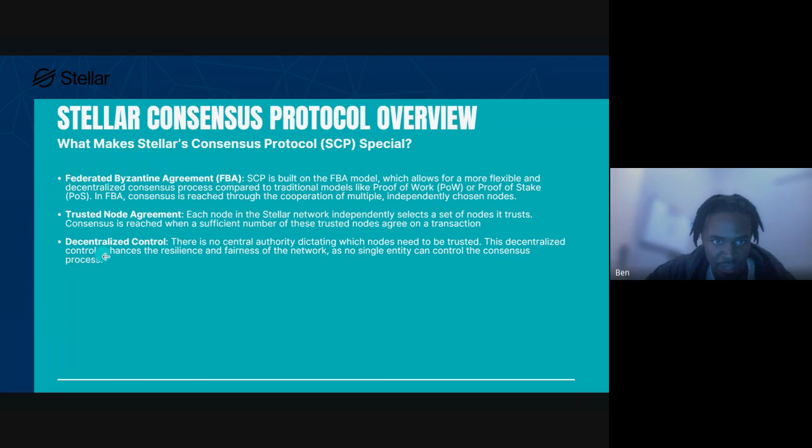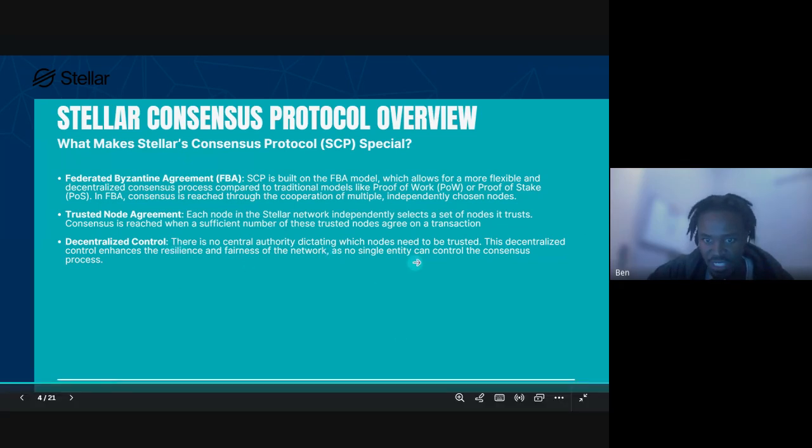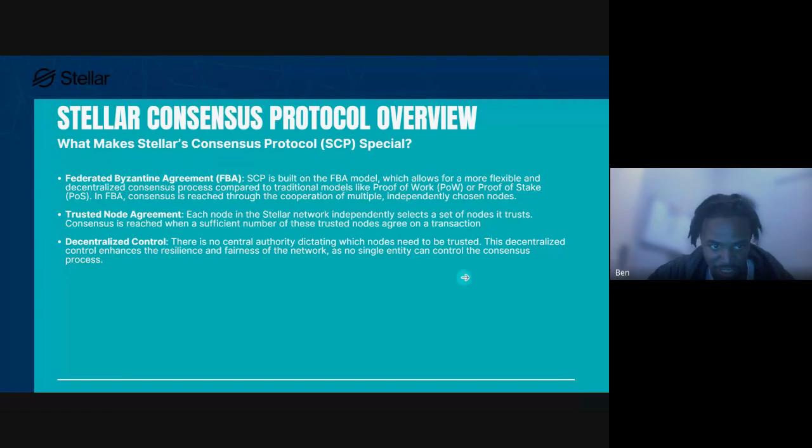And another thing about the Stellar Consensus Protocol, the decentralized control. There's no central authority dictating which node needs to be trusted. So everything happens individually. Node operators select who to trust. Decentralized control enhances the resilience and fairness of the network, as no single entity can control the consensus process.